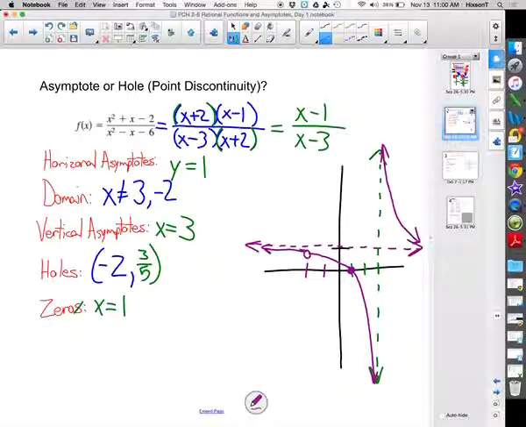Yeah, Callan? Why is the zero 1? The zero is 1 because that's what would make our whole function equal to 0. You want the numerator to equal 0 to make the whole function 0. So x would equal 1. Okay, so you'd have 0 over negative 3, which would still be 0. Okay, any other questions?